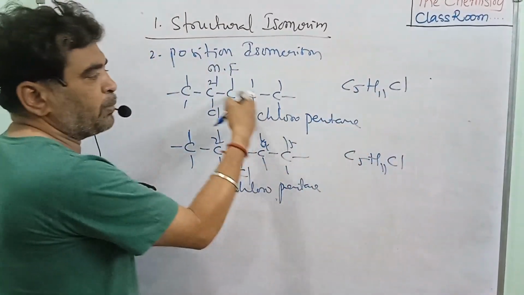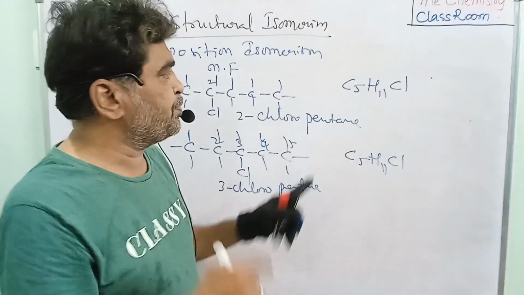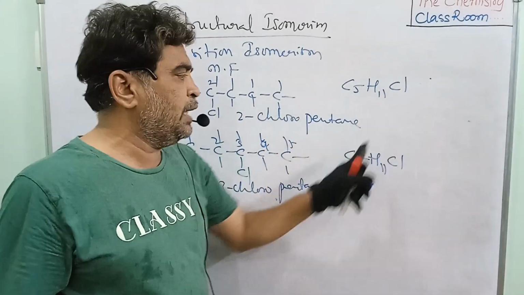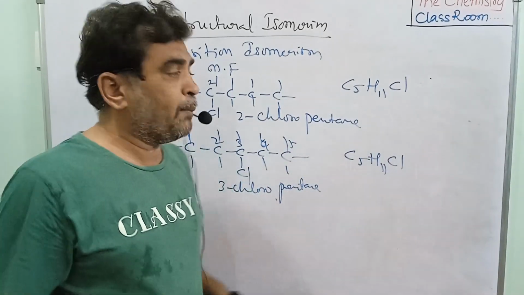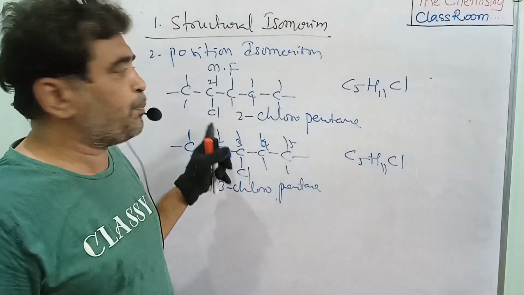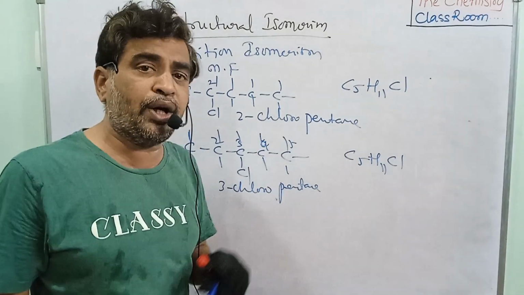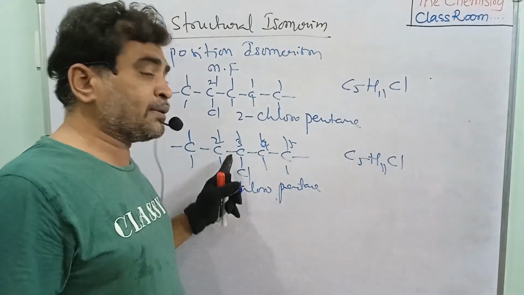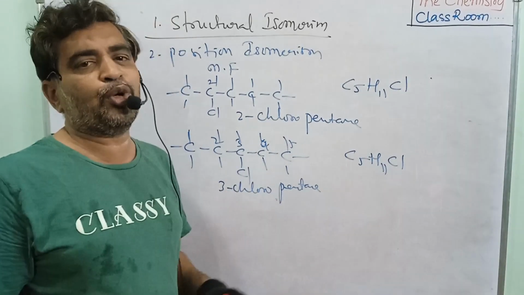The molecular formula for these two compounds is the same, C5H11Cl. But what do they differ in? In the first compound, the chloro group is at the second position. In the second compound, the chloro group is on the third carbon.